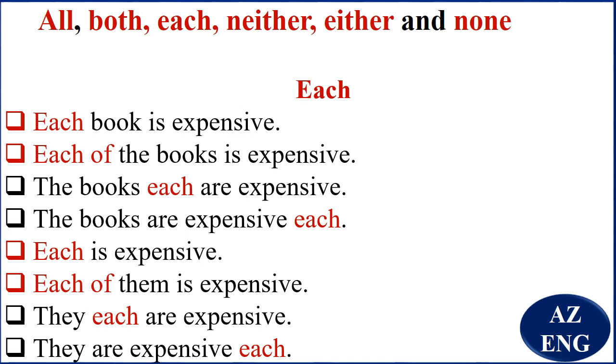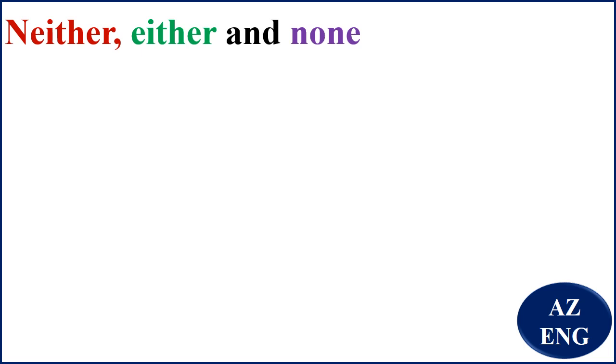Let's move to neither, either, and none. I have explained this before, but since now we are talking about indefinite pronouns, it is important again. So neither, either, and none. You remember, it is correct to say neither. It is correct to say either.